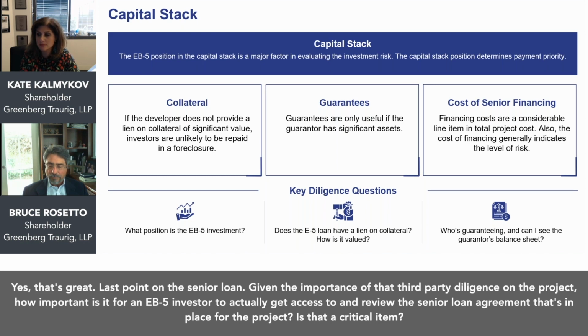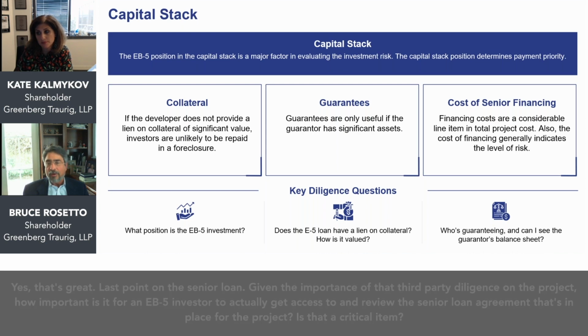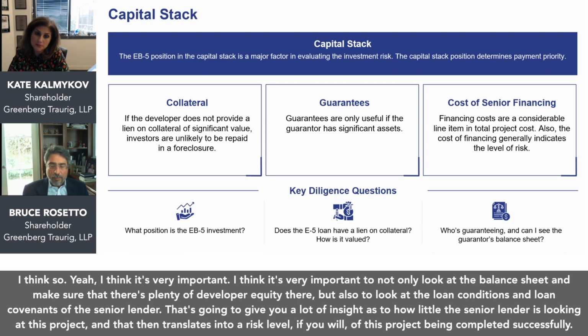Yeah, that's great. So just last point on the senior loan. Given the importance of that third-party diligence on the project, how important is it for an EB-5 investor to actually get access to and review the senior loan agreement that's in place for the project? Is that I think a critical item? Yeah, I think it's very important.